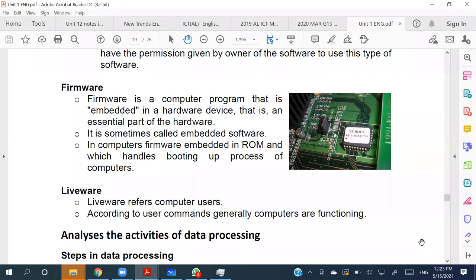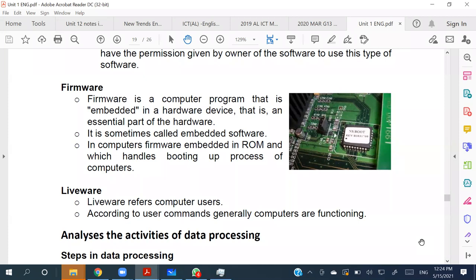Basically ROMs are taken as firmware as well, which we call read-only memory, because ROMs are given the program by the manufacturer and fixed onto the motherboard. So ROM can be taken as non-volatile memory as well as firmware. These contain the most basic but critical information which is needed to boot up the computer. And liveware, people: the person or entity that uses the computer.